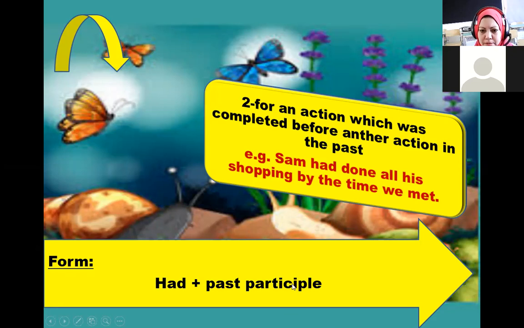What is the past participle? The third form of the verb. Like go, went, gone: here I want gone. See, saw, seen: here I want seen, plus had.